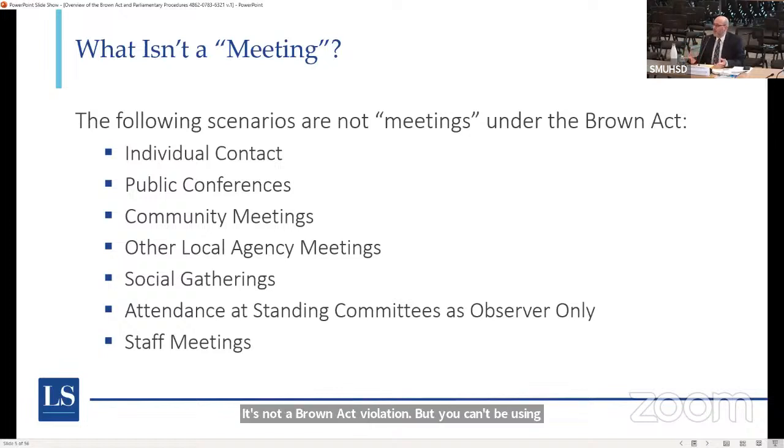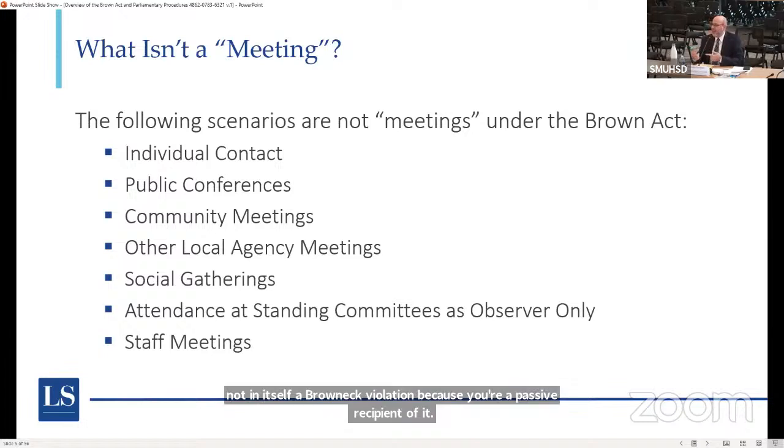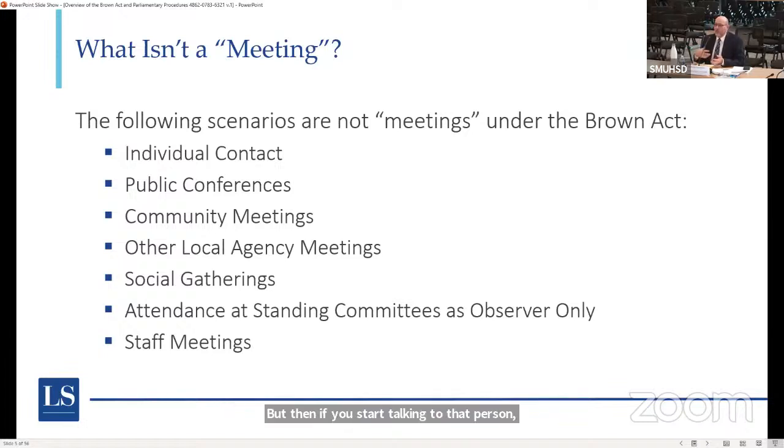So if you ever have somebody say, oh, you know, I want to talk to you about your thoughts on this issue, fine to talk to them. But if they start saying, and I already talked to Greg and he said, that's the point you tell them, that's for board meetings. I'll find out about that at a board meeting. And you gently discourage people from helping you accidentally walk into a problem. And sometimes you can't help it. You get an email, it says, I talked with these three other board members. That's not in itself a Brown Act violation, because you're a passive recipient of it. But then if you start talking to that person, it's not as passive, and you start having a problem again. So you can see how you can walk into these problems without even really thinking about it. You're just trying to be helpful and respond to somebody.